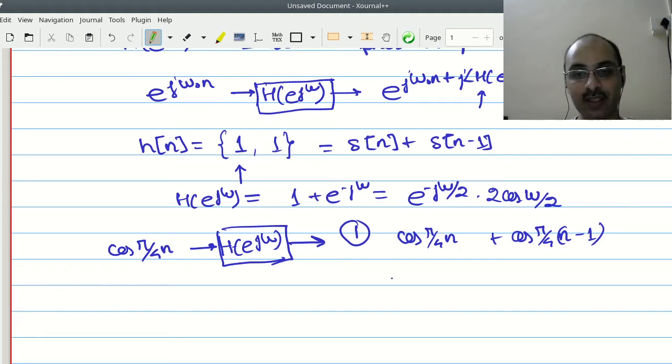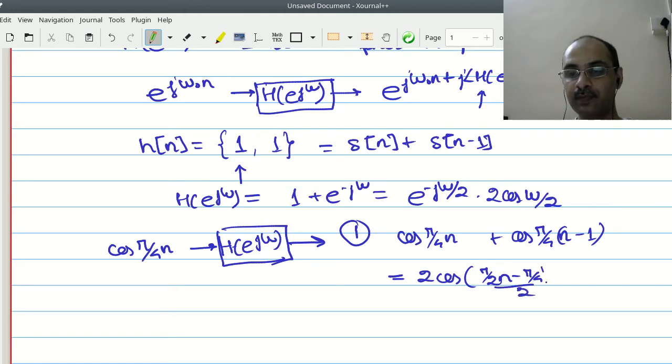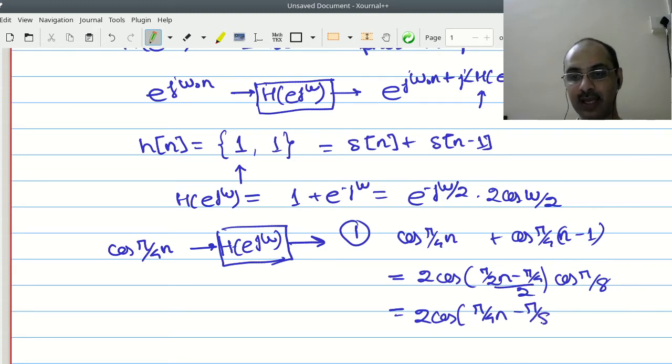If you were to simplify this using the cosine formula, you will get 2 cos(πn/2 minus π/4 upon 2) into cos of the difference term. We can confirm this is going to give me 2 cos(πn/4 minus π/8) cos(π/8).